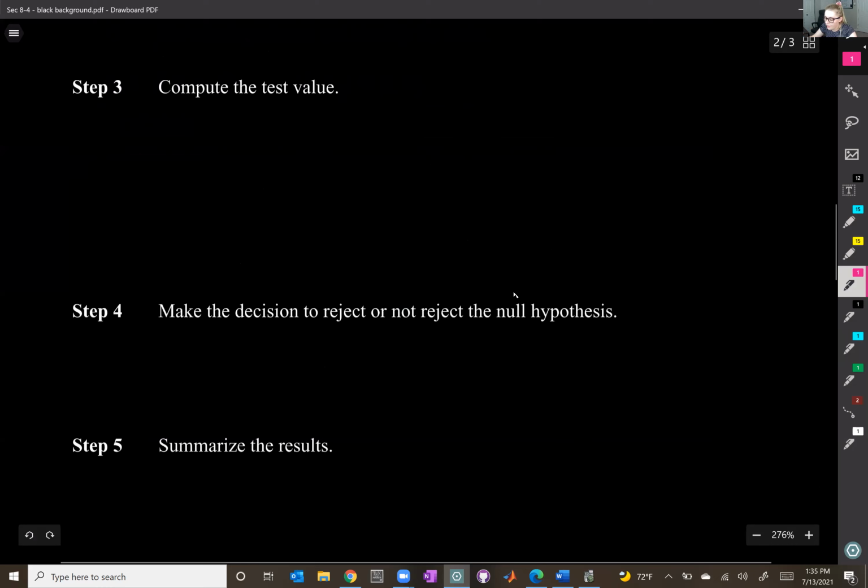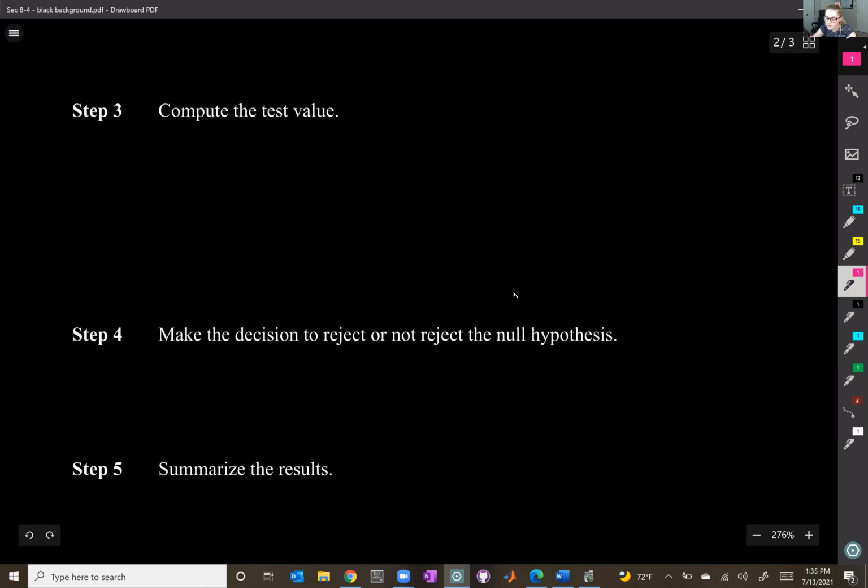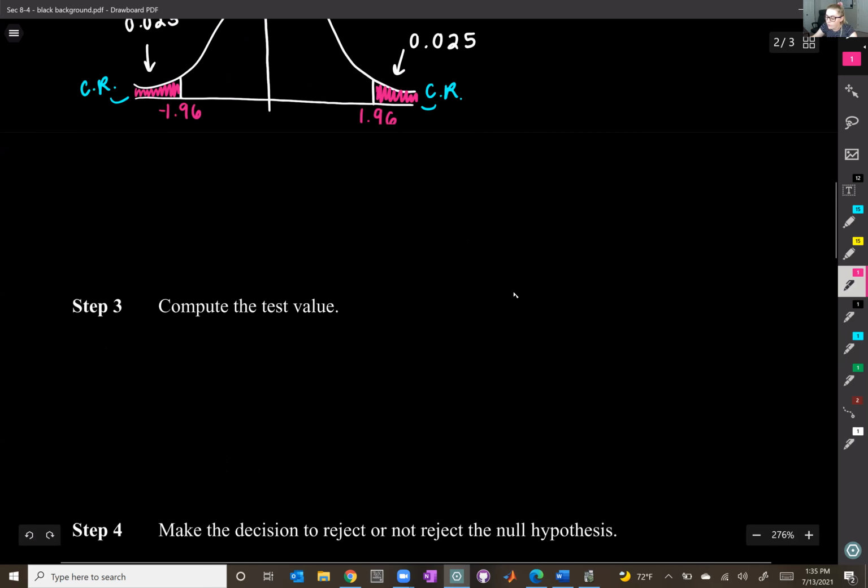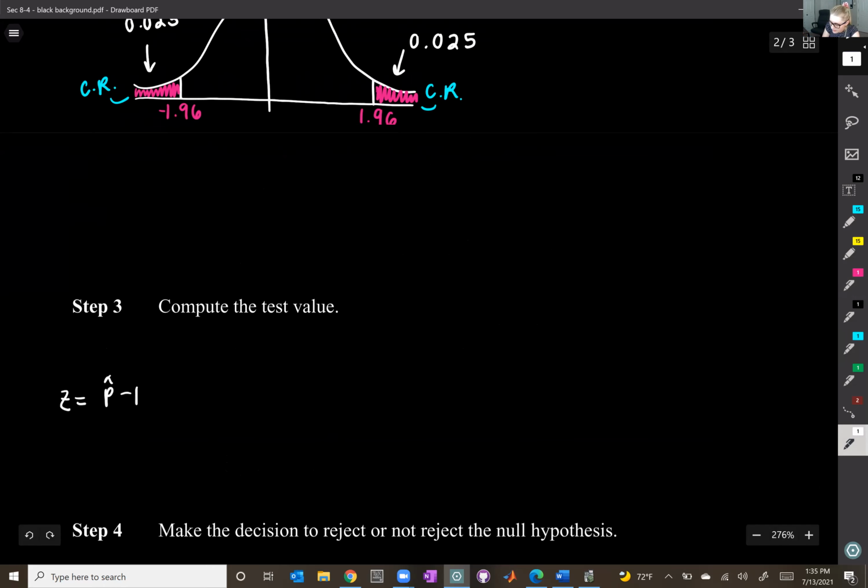Okay, our third step is to compute the test value. So we need the formula for the test value, and I'm going to write that down. It is z equals, and this is just what was at the top of the page, p hat minus p over the square root of pq divided by n. Well, let's identify each of these things in the problem that we were given.